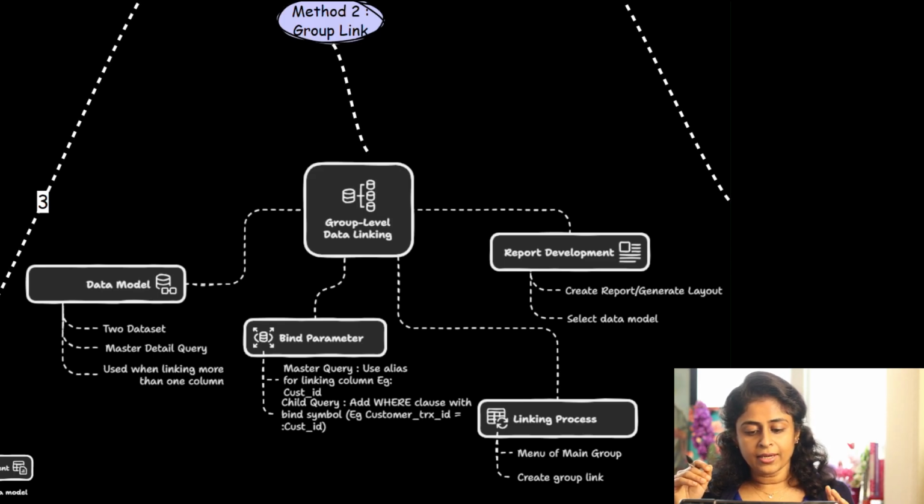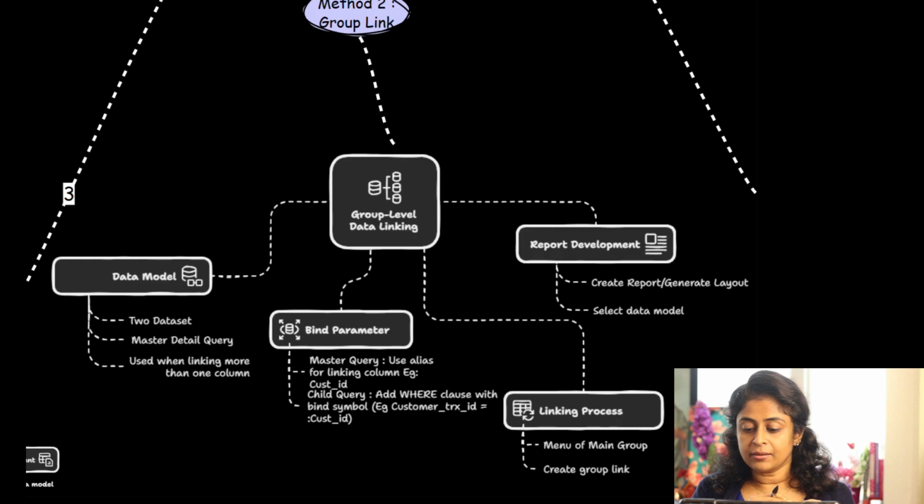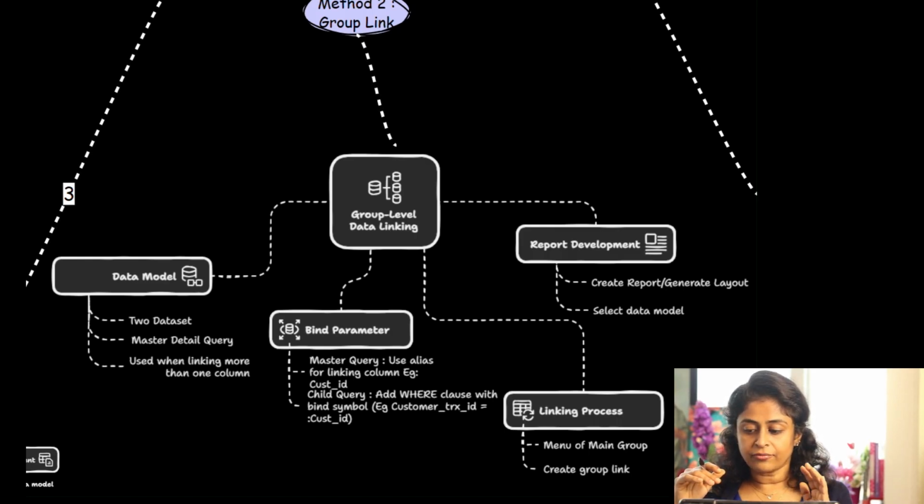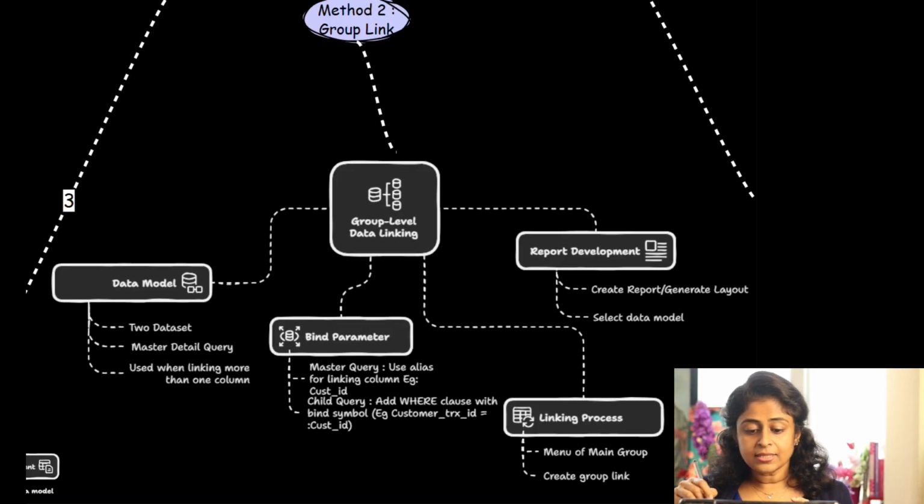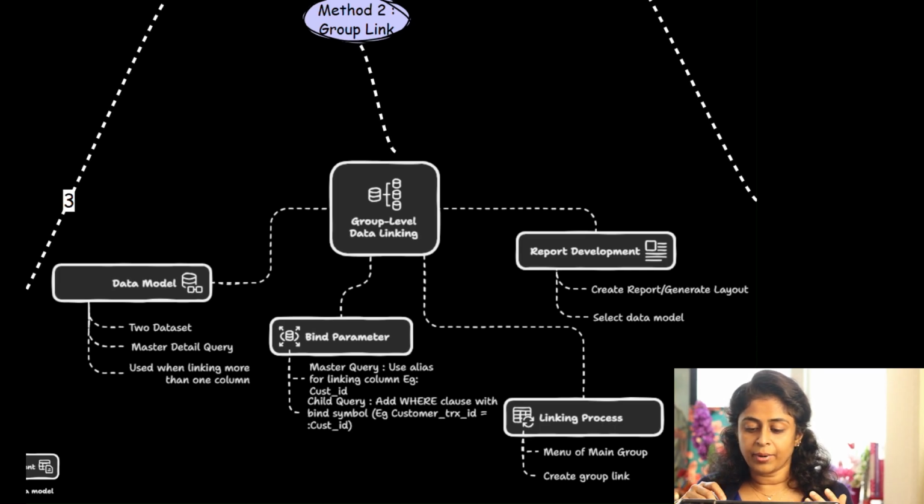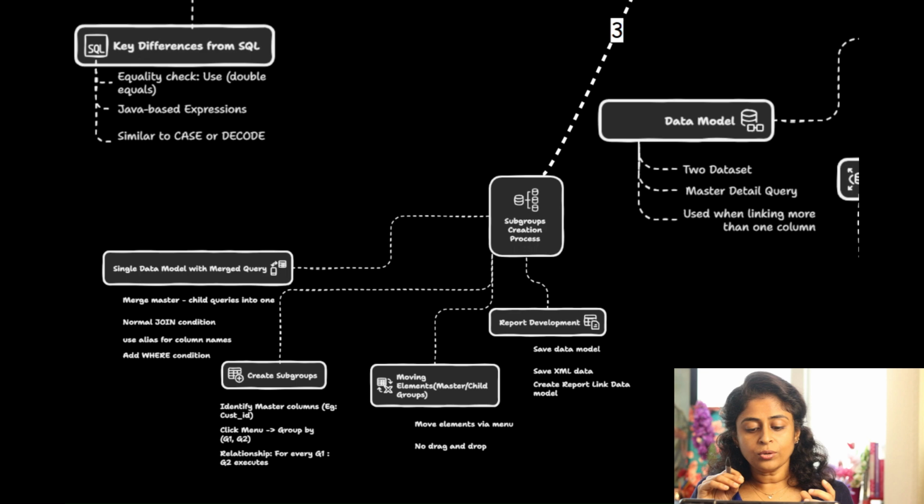Next is the group level links. This is a similar concept but uses aliases in the master query and bind parameters in the child query's where clause. The system automatically recognizes these links based on your aliases and bind parameters. You can go to the master group links and the system automatically detects the bind. This is ideal for nested reports.